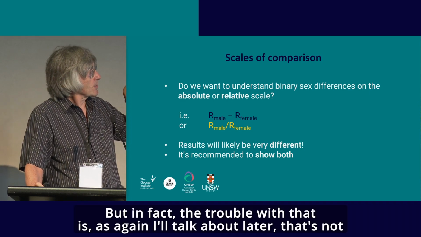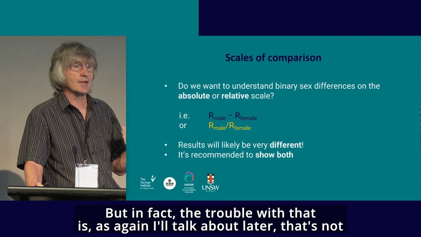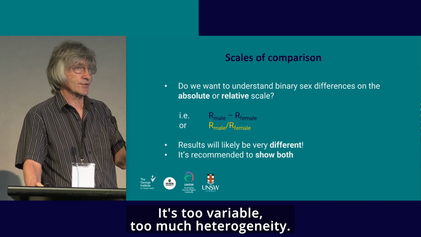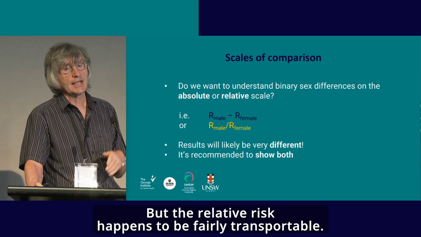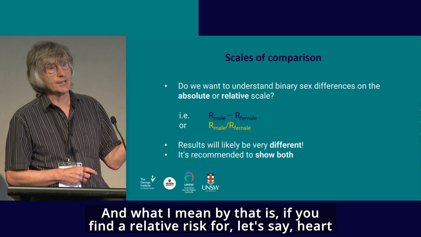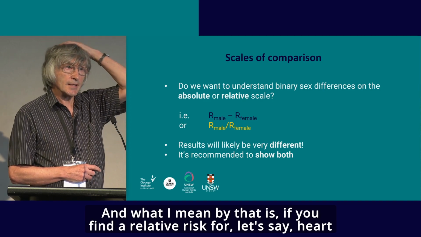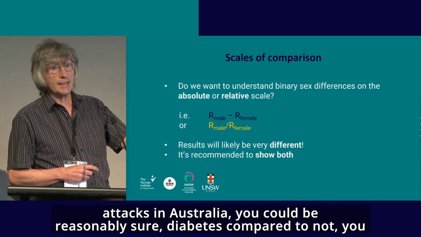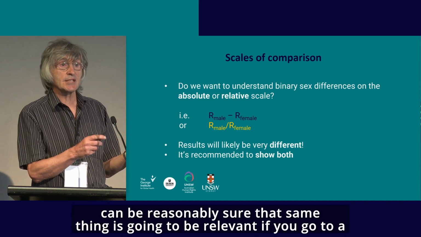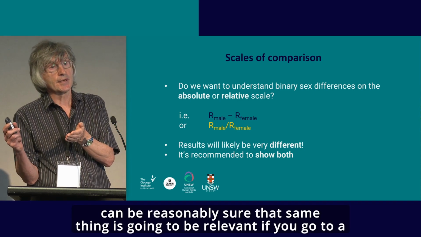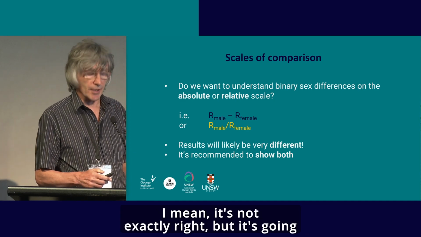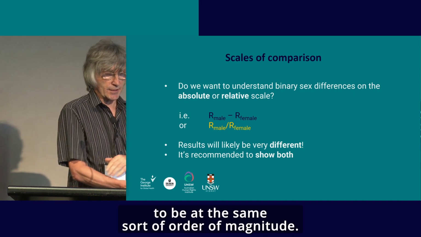But in fact, the trouble with that is, as again I'll talk about later, that it's not very transportable from one situation to the next. It's too variable, too much heterogeneity. But the relative risk happens to be fairly transportable. What I mean by that is, if you find a relative risk for, like I said before, heart attacks in Australia, diabetes compared to not, you can be reasonably sure that the same thing is going to be relevant if you go to a country, let's say Malaysia, to do the same sort of analysis. It's not going to be exactly right, but it's going to be at the same sort of order of magnitude.